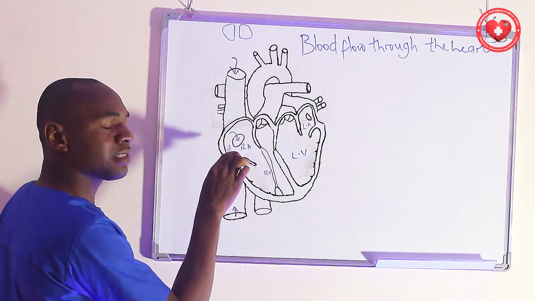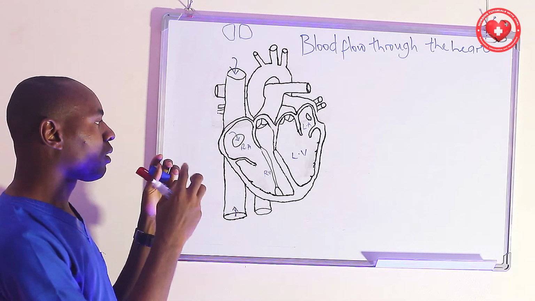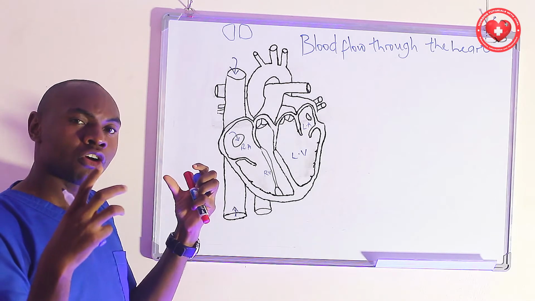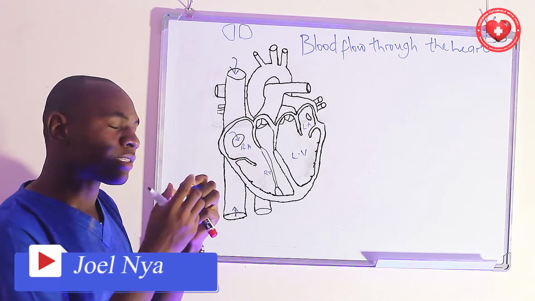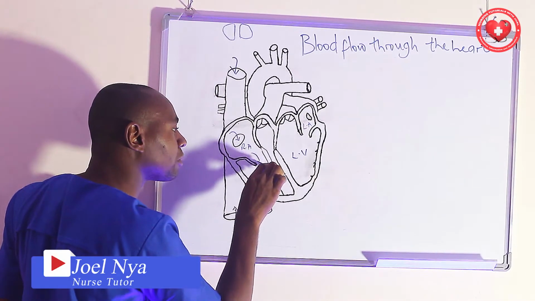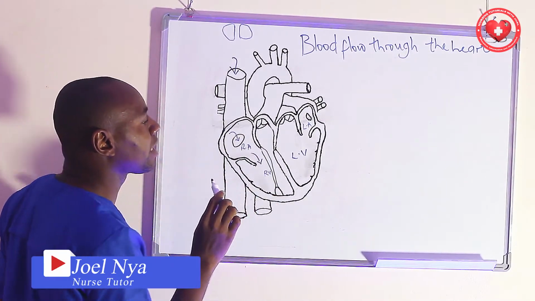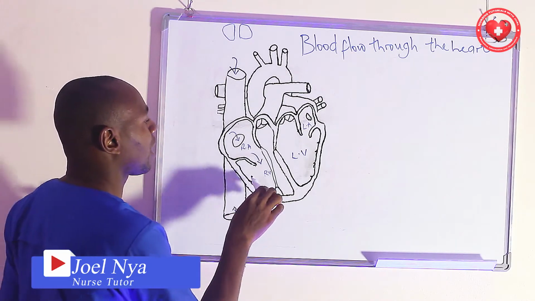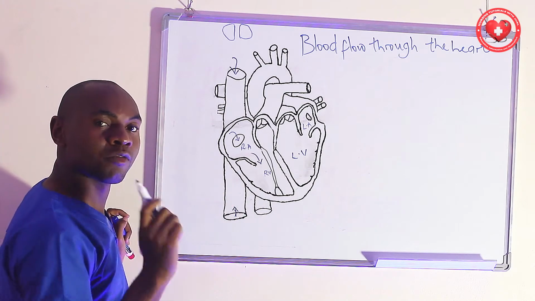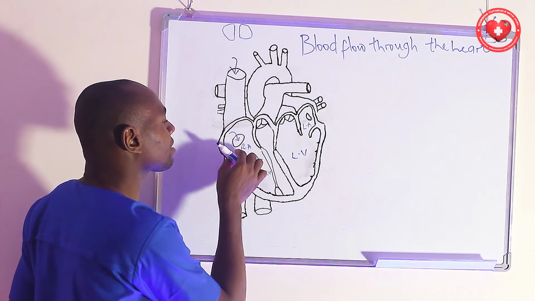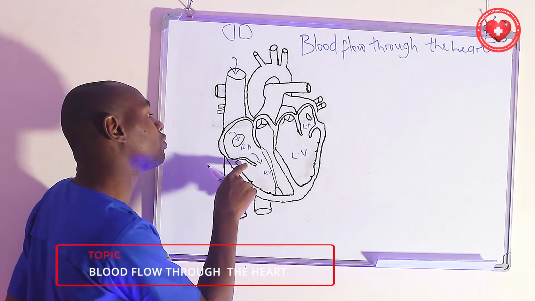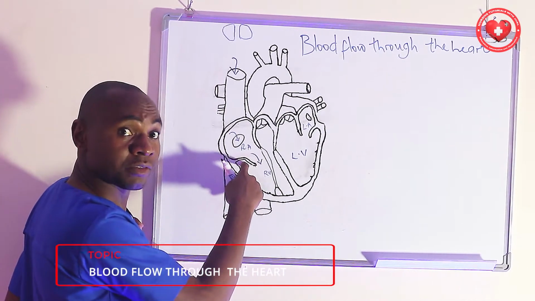At the right atrium, when the deoxygenated blood is a little bit full, the right atrium contracts, it squeezes, and that contraction forces blood to flow down into the right ventricle. And it passes through the tricuspid valve. So, the right atrium contracts and passes blood down to the right ventricle through the tricuspid valve.